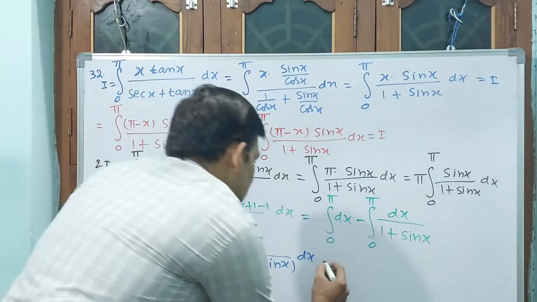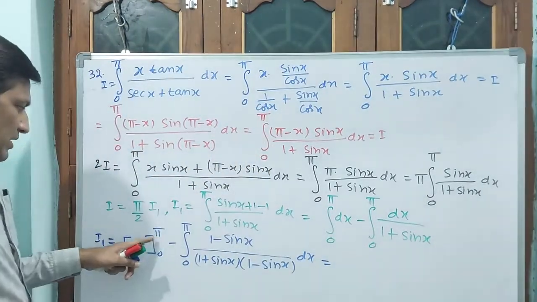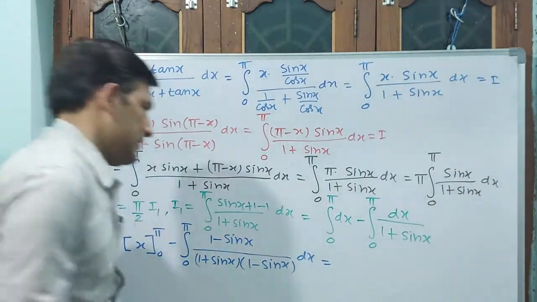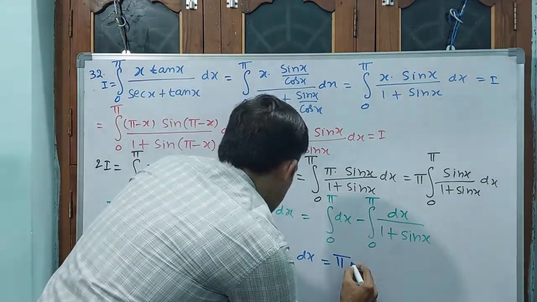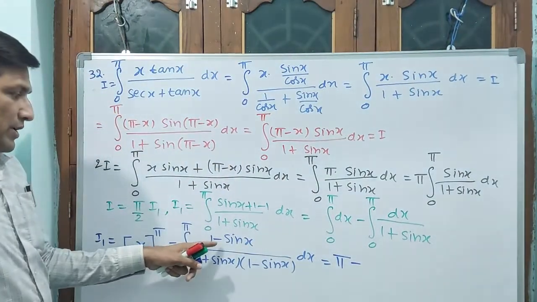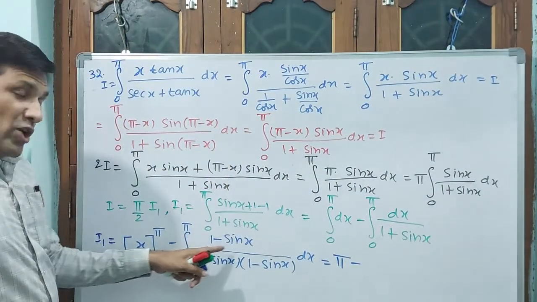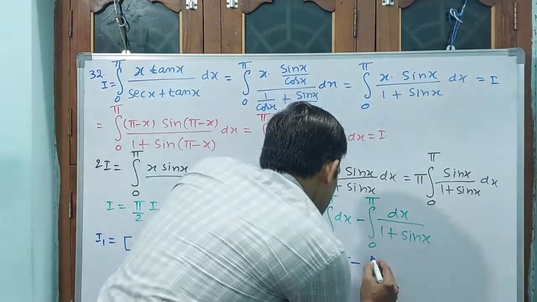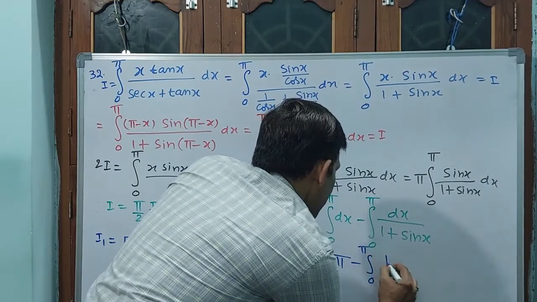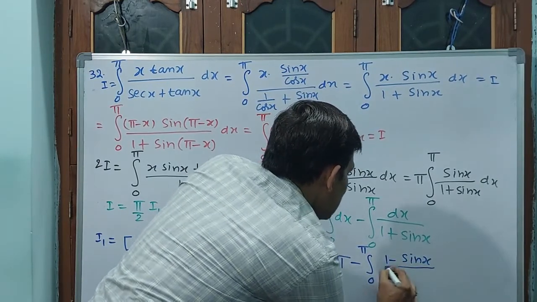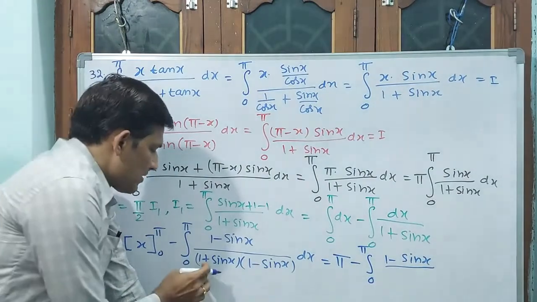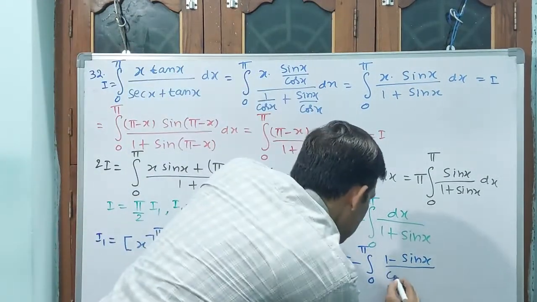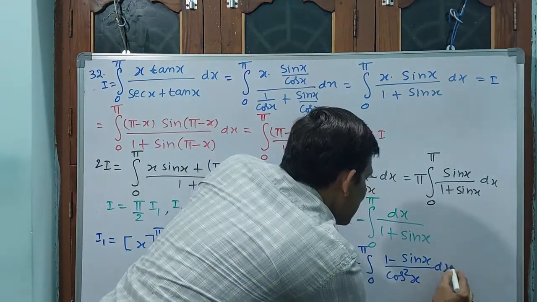Write down. Here you can substitute the limits now: pi minus 0, pi, minus. Now also you see, in the denominator I am writing, integral from 0 to pi of 1 minus sin x by 1 minus sin square x. One step I am jumping: 1 minus sin square x is cos square x, dx. Is it okay?